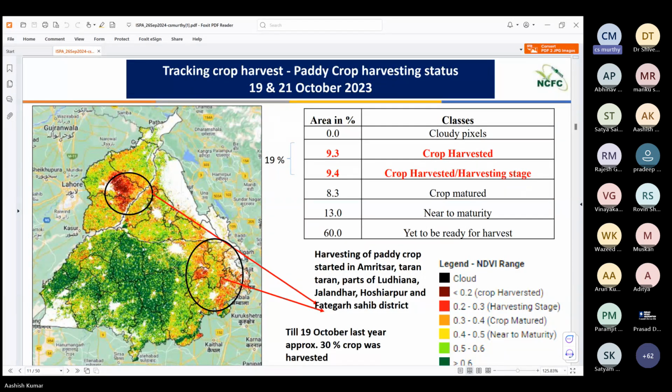So by tracking harvest patterns using satellite data, we can estimate market arrivals. How much is likely to arrive on a fortnightly basis or weekly basis? And this kind of information product is very, very useful for taking market-related decisions, and also for the procurement policies of the government and other agencies. Next, please.